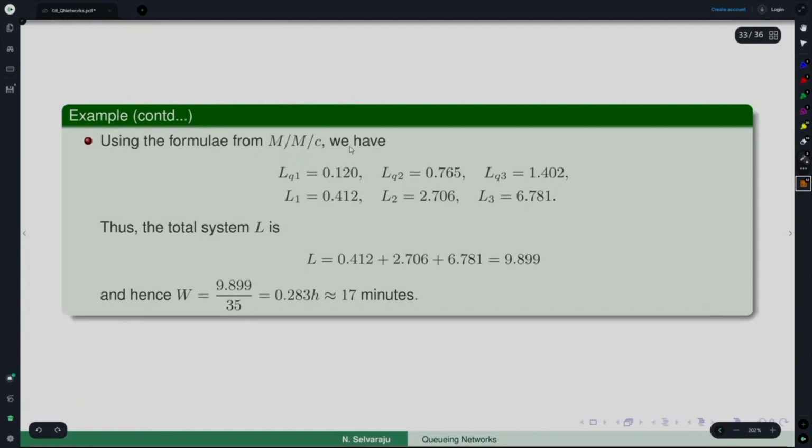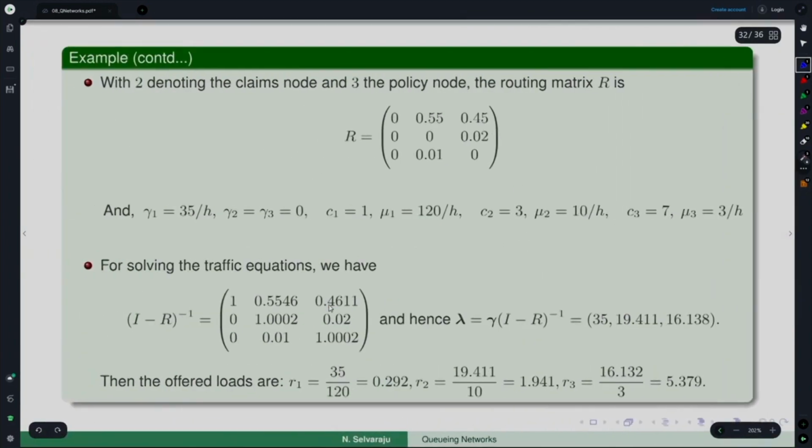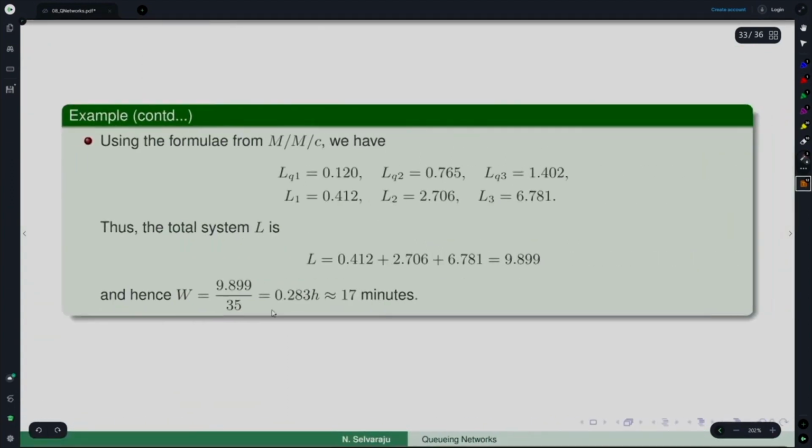Now, using the formula for M/M/C, you can compute LQ1, LQ2 and LQ3, and also L1, L2, L3. So, the total system L is this, and the total sojourn time, by Little's law, is L divided by the summation of gamma i. Gamma i is 35, because the other two are 0. That means the customer spends about 17 minutes in the network before he leaves the system.